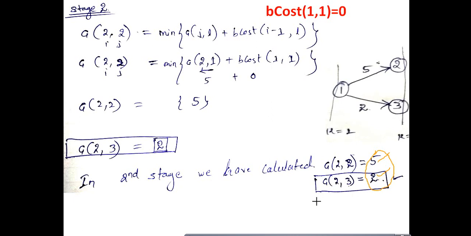Why do we have to choose? To write the path. Finally we have to write the path, right? That's why we have to mark. That's it. 2 comma 3: the second stage, third vertex has the cost 2. So it is the minimum cost.